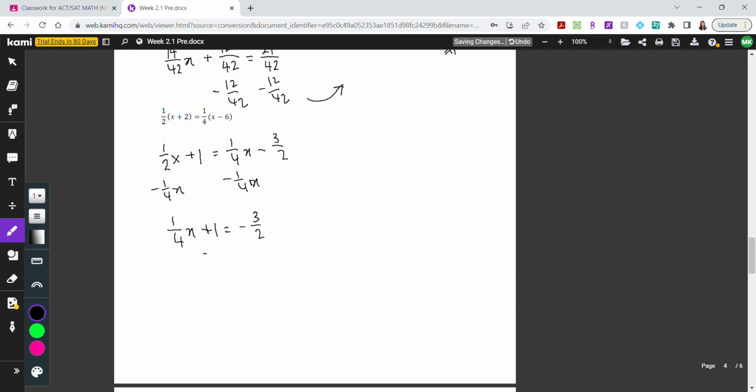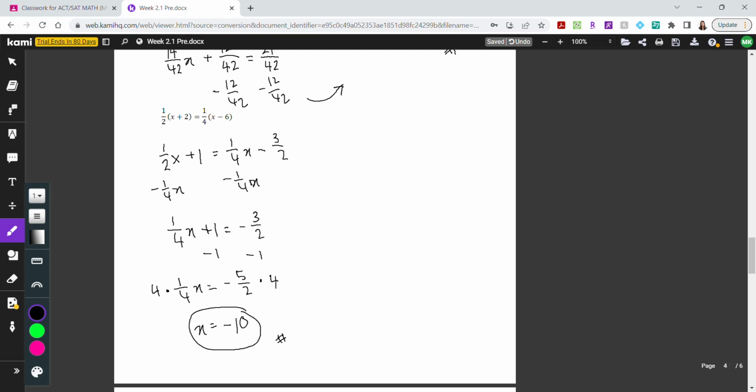I want this by itself, so subtract 1. So now 1 over 4x equals negative 3 over 2 minus 1, which is going to give us negative 5 over 2. Multiply both sides by the reciprocal of 1 over 4, which is 4, right? So multiply this by 4. That means x equals negative 10. So same thing, distribute as you normally would, and then solve from there.